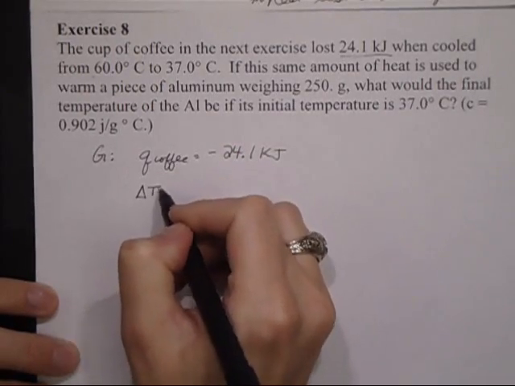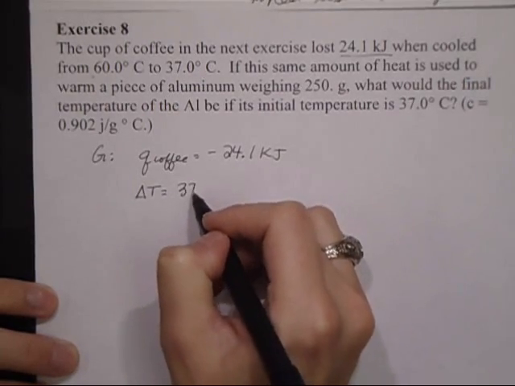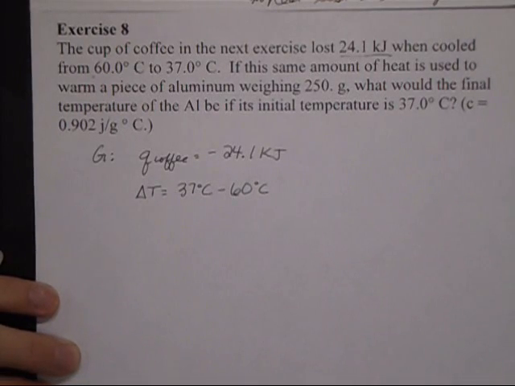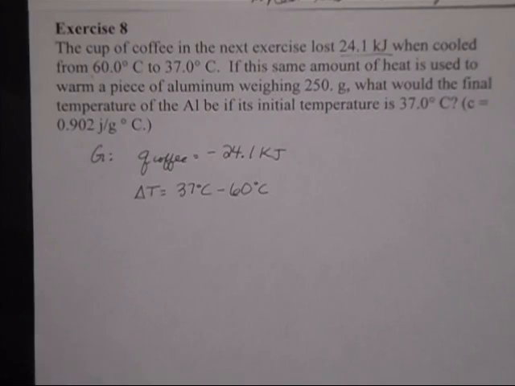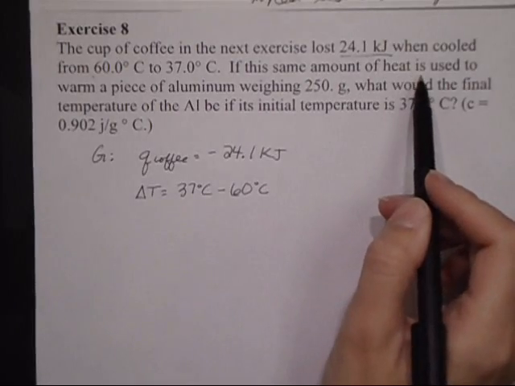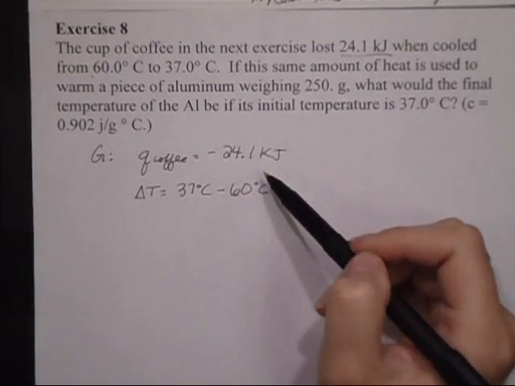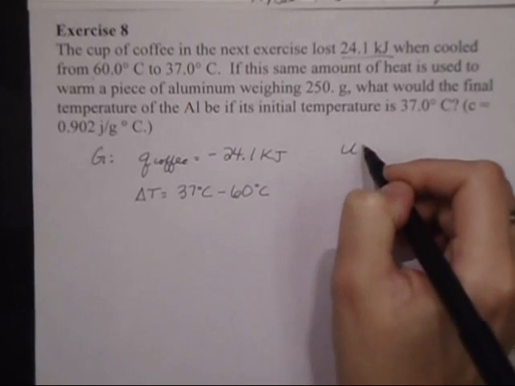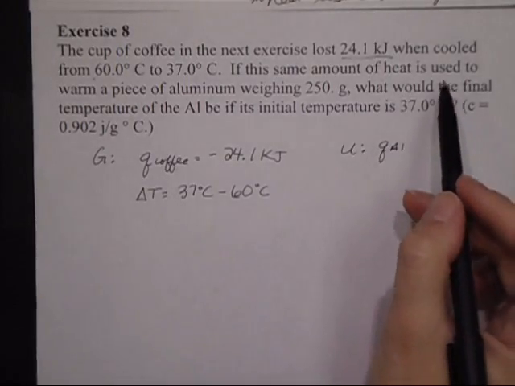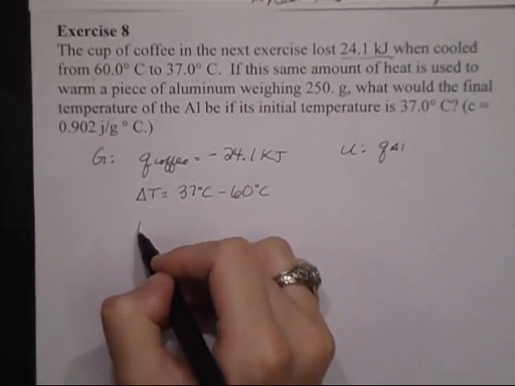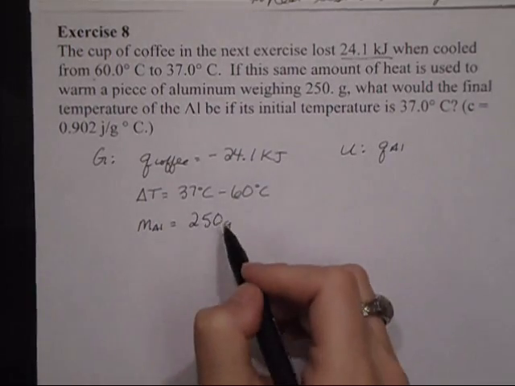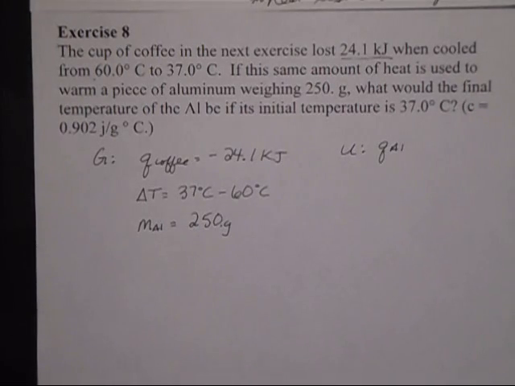So from that I can get my delta T. It's T final minus T initial. When I subtract those two things, I can get an individual value here in just a second. If the same amount of heat is used to warm a piece of aluminum, now I actually have an unknown. It's going to be Q of aluminum. It's going to have to be the first thing I find out. Weighing 250 grams, so I have mass of aluminum. What would the final temperature of the aluminum be?